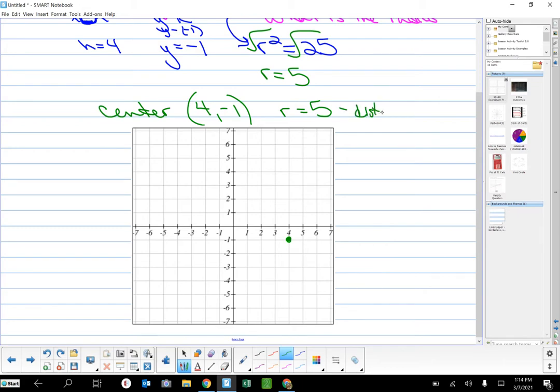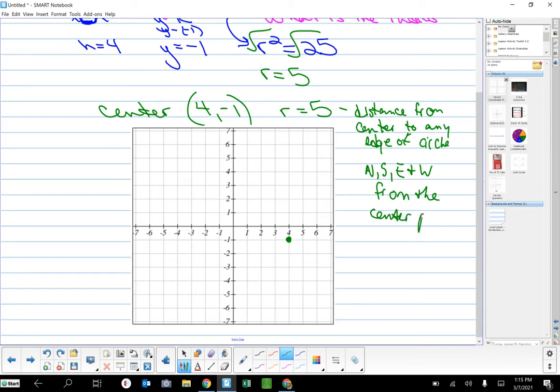right? You should know that. I'm just plotting it in here in case you don't. Distance from the center to any edge of the circle. So what I want you to do is go north, south, east, and west from the center point and put 4 points on the graph. If you have to do these by hand, you'll be doing these mostly in varsity.